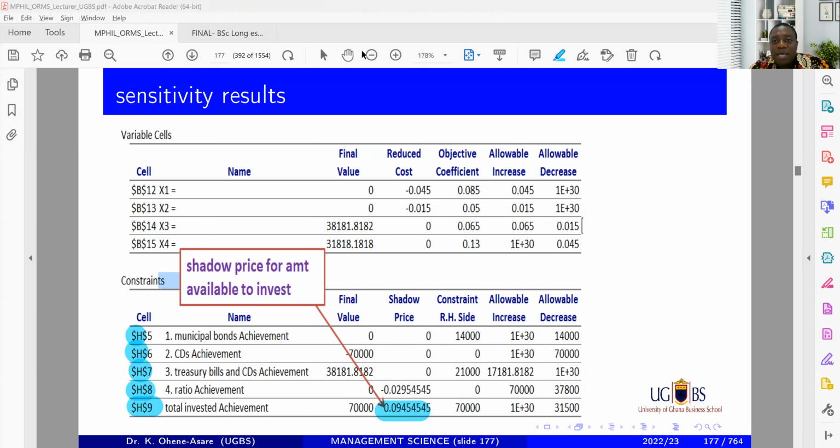Good. Now, if Amma had a choice of investing in municipal bonds or certificate of deposit, by the way, they are the constraint 1 and constraint 2 achievements. Which one is she going to choose and why? Which one is she going to choose? Oh, hold on. I'm giving that one to someone else. Justice.